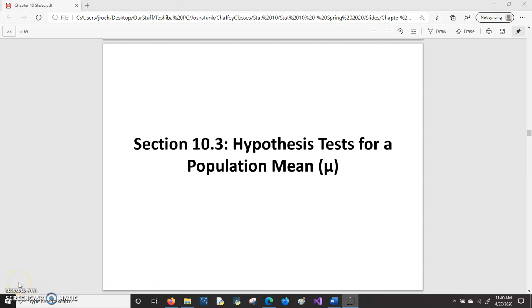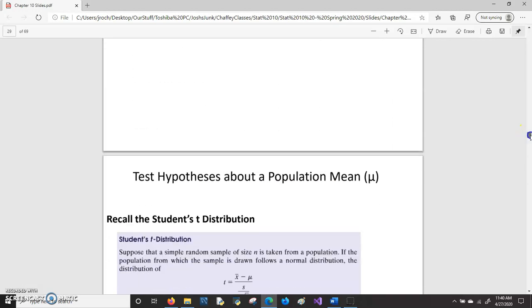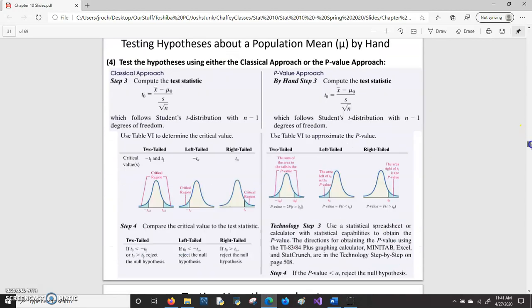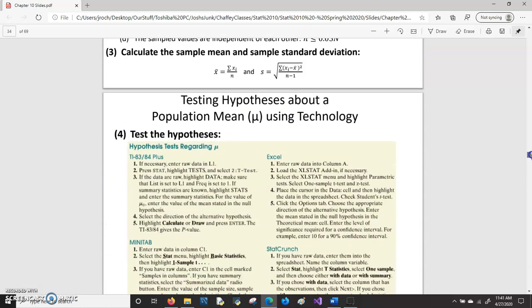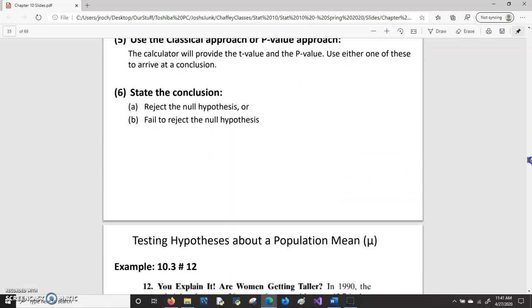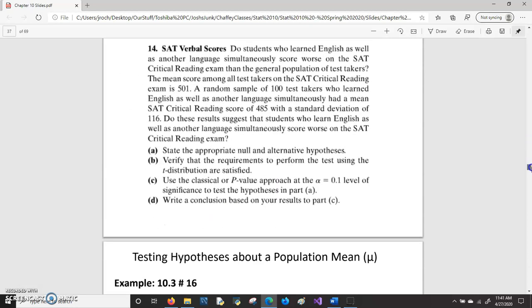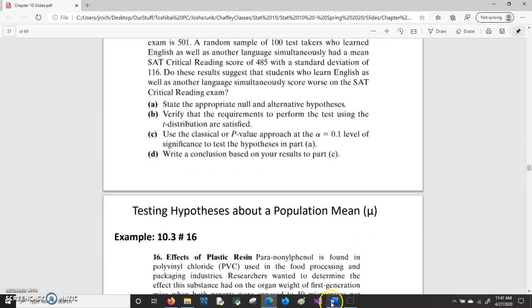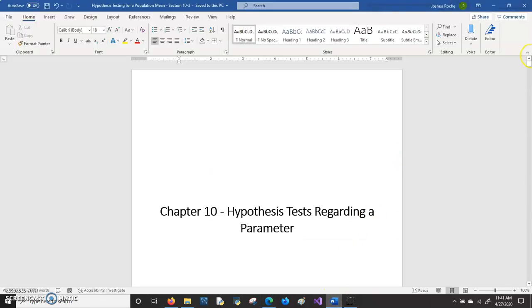Hi everyone, in this video we'll take a look at hypothesis tests for a population mean. This is section 10.3 in our textbook. These are the slides for chapter 10 in section 10.3, and the slides have some good background notes and some good examples, and if you get a chance I'd encourage you to take a look at the slides. But for this video I'm going to go over some notes that I wrote separately.